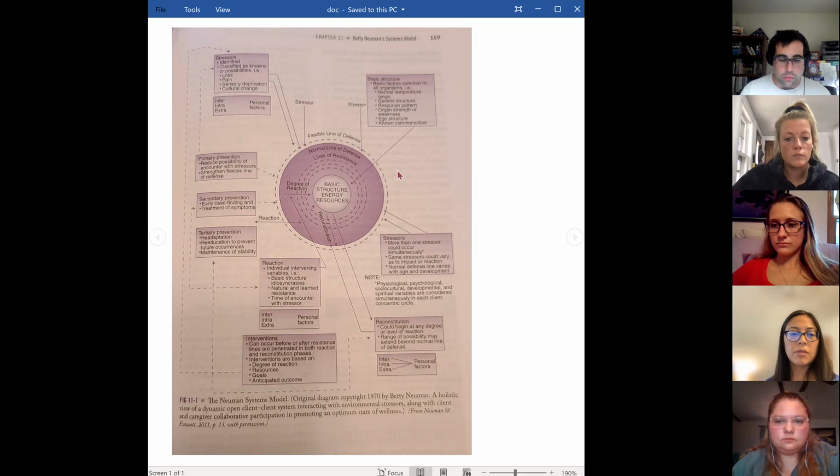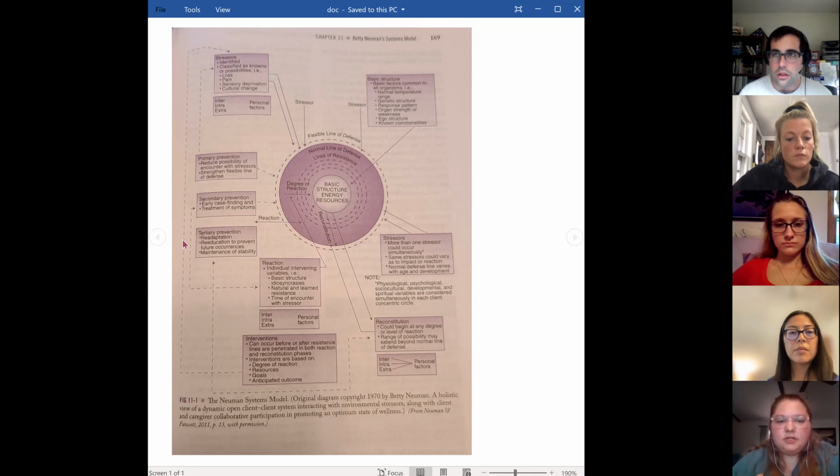And also in Neuman's systems model, the interventions that we use to protect the client system are the 3 levels of prevention. One of the concepts here is that prevention is intervention. So we'll talk a bit about each of the levels of prevention.